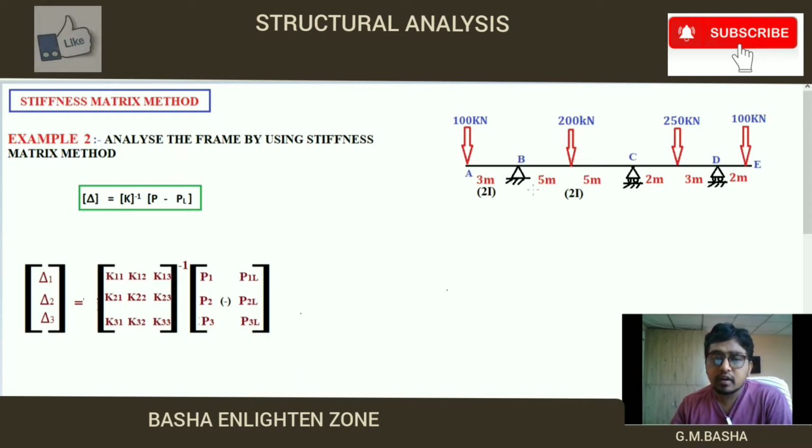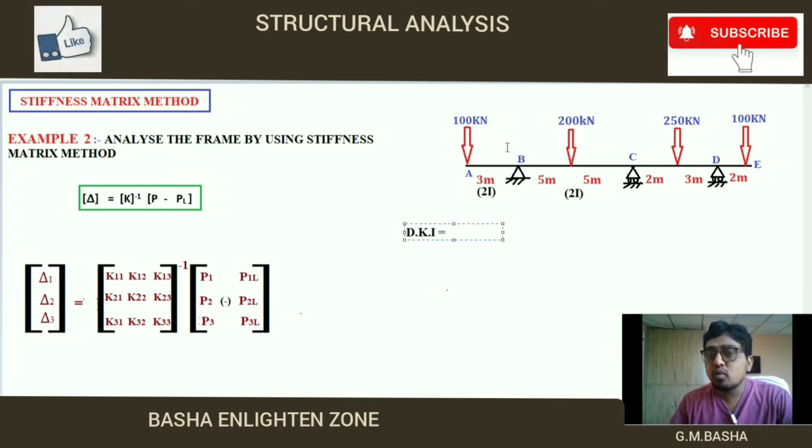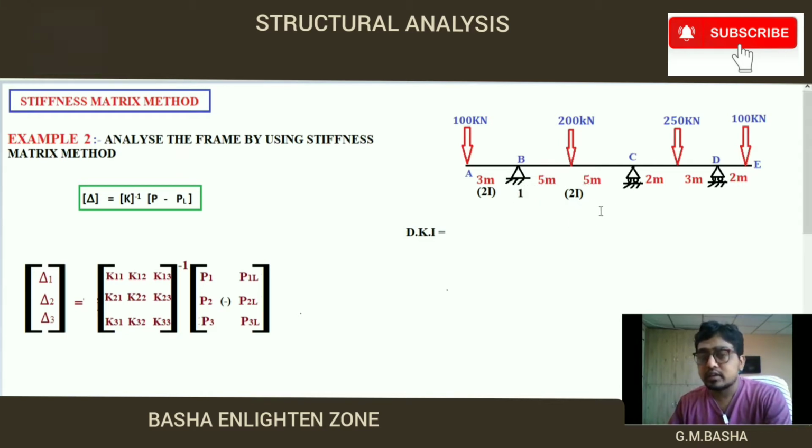So always remember, our basic unknowns are the displacements. For solving the stiffness matrix method, our first step is to remember that our basic unknowns are the displacements. So how many degrees of freedom are in the given beam? That can be taken as the degree of kinematic indeterminacy. See here, at a hinge there will be only one rotational movement. Similarly, for the roller, there will be one translational movement and one rotational movement.